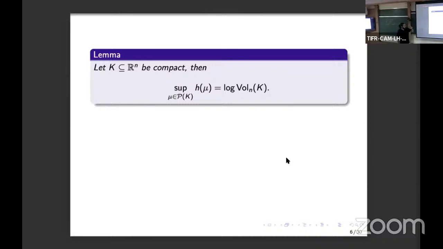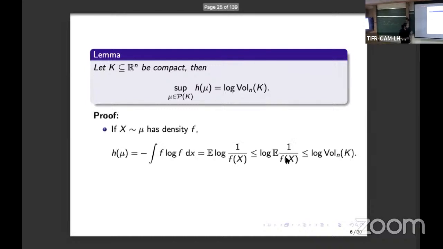So now this is how we will encode volume. If I fix a compact set K, I look at entropies of all the random vectors supported on it, all the probability measures supported on it. The maximum entropy that can exist on a compact set is the log volume. And the proof is extremely simple.